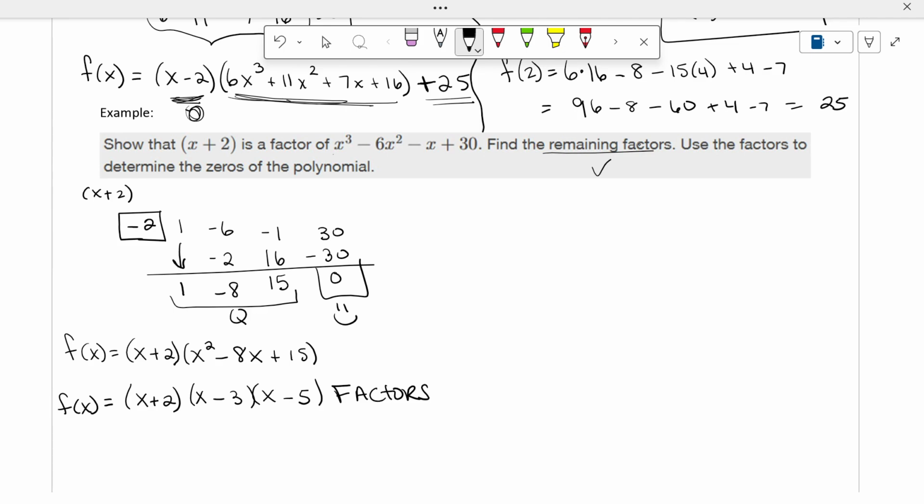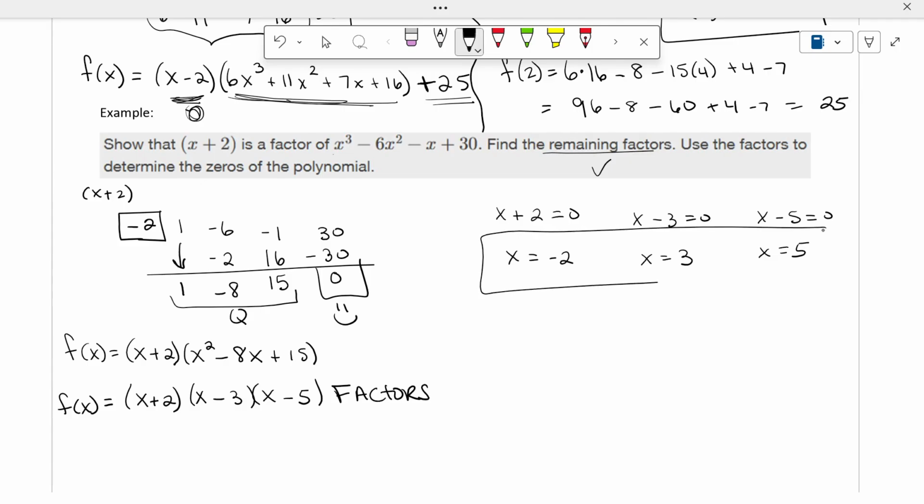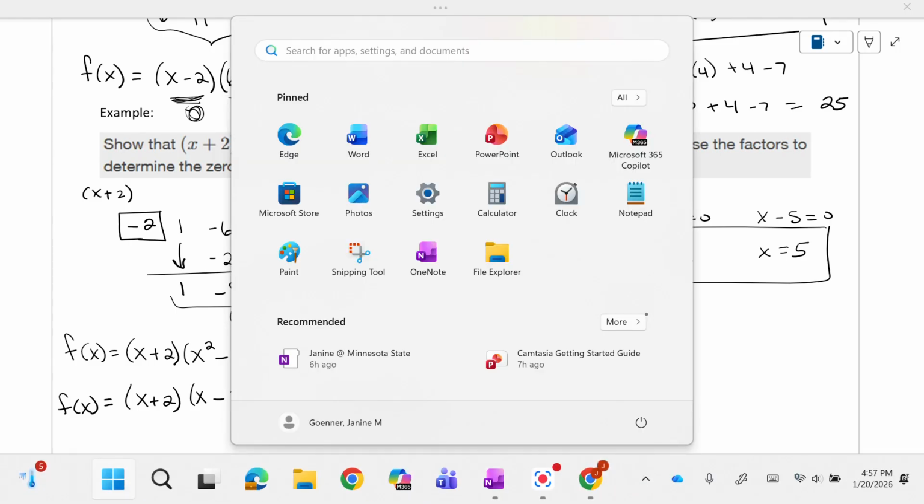Now it says use the factors to find the zeros. So I'm going to set each factor equal to 0. This one I already know. And solve each one of them. And there are our zeros for this polynomial. All right. I'm going to call that part 1.